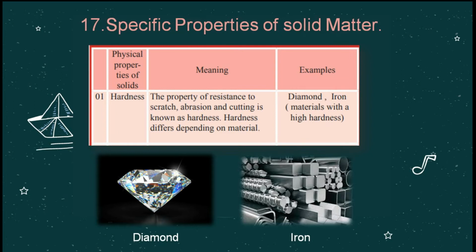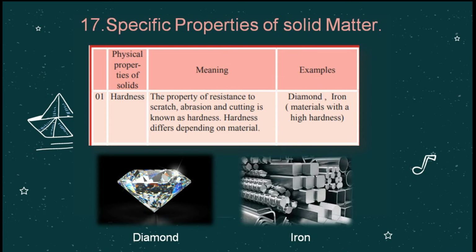So as you can see in the picture, physical properties of solids: hardness, meaning the property of resistance to scratch, abrasion and cutting is known as hardness. Hardness differs depending on material. Example: diamond, iron. Inside the bracket, materials with high hardness. As you can see in the picture, diamond, iron, those are the things.